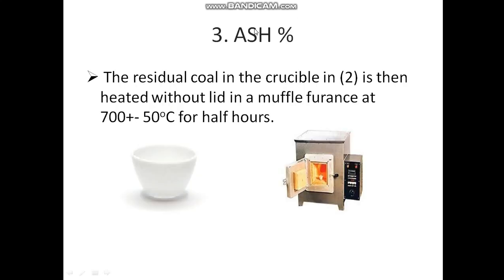The third is called the percentage of ash. The residual coal in the crucible, whatever coal sample is left in the crucible after the volatile matter determination, that same crucible we are going to take. It is then heated without the lid. So here it is the crucible, the lid is not there, and we are going to heat it in the muffle furnace for half an hour, that is 30 minutes. Temperature is 700 plus minus 50 degrees Celsius.